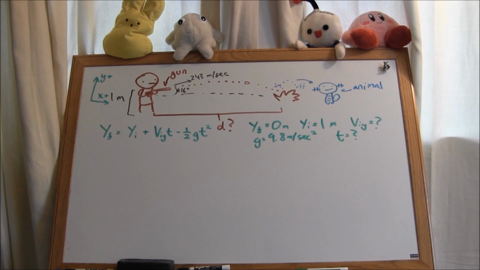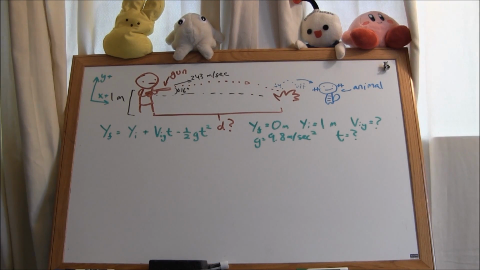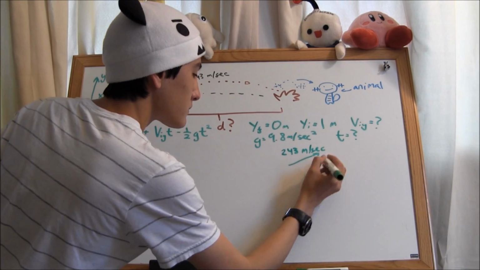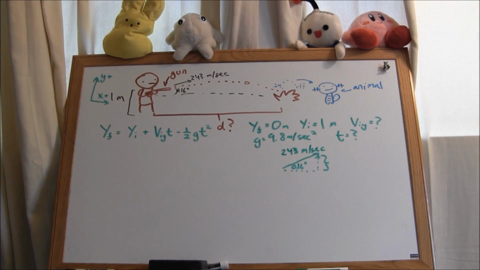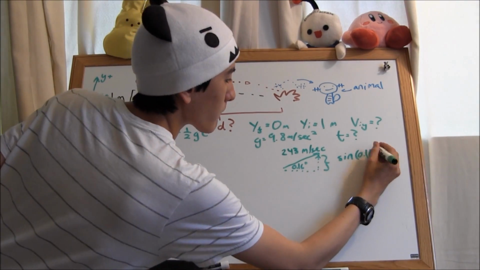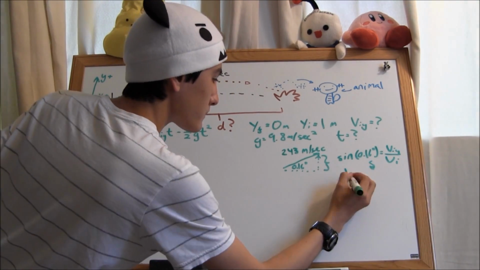We know that the bullet is fired from 1 meter above ground with an initial velocity of 243 meters per second, fired from 0.16 degrees above the horizontal. Using this information, we can find the y component of the initial velocity by using trigonometry.